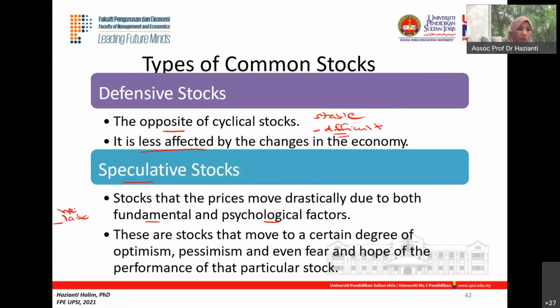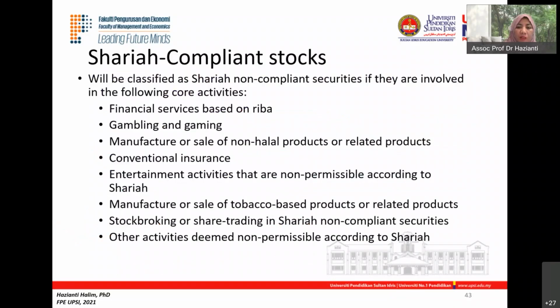new ataupun they lack track records. Since they are new, so there is no track records of dividends, track records of earnings. So we do not know. And then the analysts also do not know, so they speculate. So these type of stocks normally move drastically due to both factors, fundamental and also psychological. Psychological ni yang the qualitative factors, so pessimism, optimism, even fear. Right, so these are speculative stock.